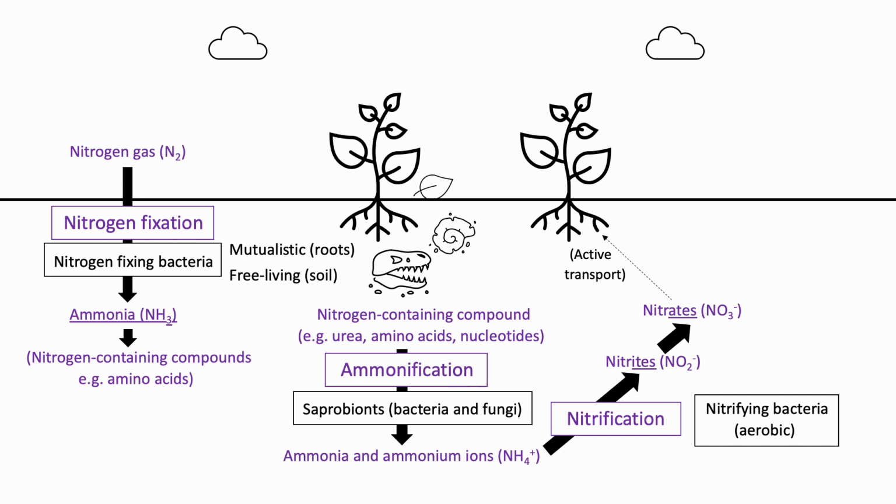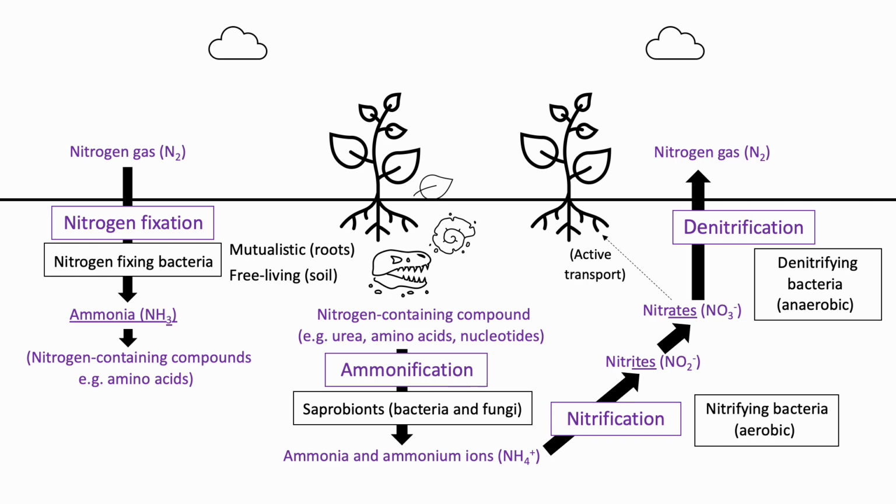Okay, and finally, if conditions are anaerobic, so there is a lack of oxygen in the soil, then you will get the promotion of this process, denitrification, which is a conversion of nitrates back into nitrogen gas. And this is carried out by denitrifying bacteria, which their growth will be promoted under anaerobic conditions, so where there's a lack of oxygen. And this is in contrast to nitrifying bacteria, which require oxygen. So nitrification will be promoted under conditions where there is a supply of oxygen, denitrification where there is a lack of oxygen.